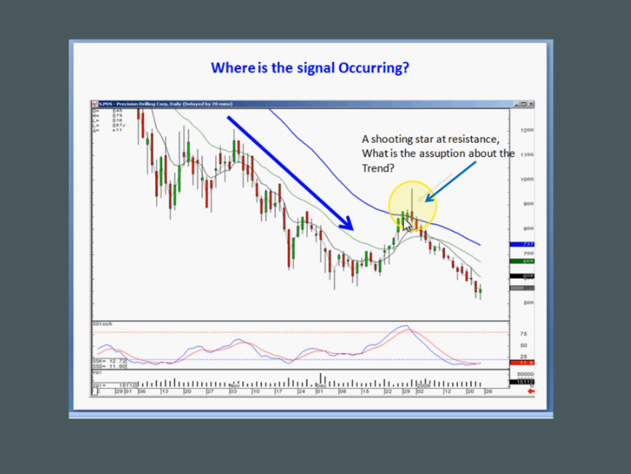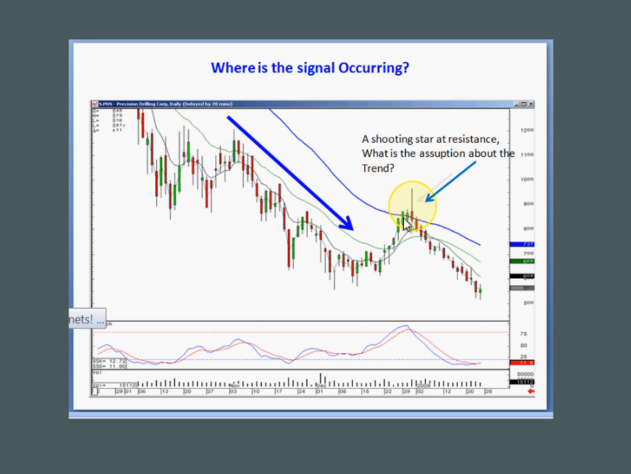So the whole crux of this presentation is at major support and resistance levels, we've got the benefit of seeing what type of signals are occurring there, so we know exactly what's happening as far as a reversal or a continuation of a trend.